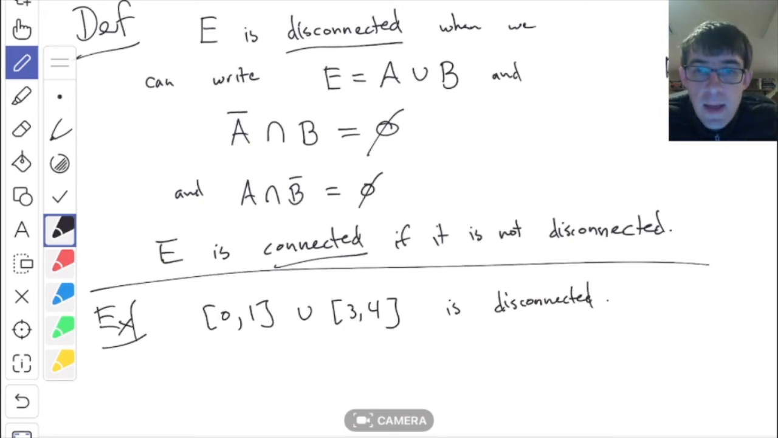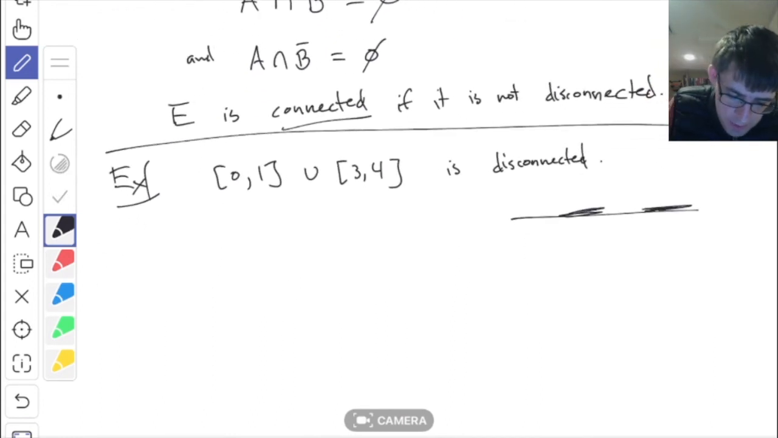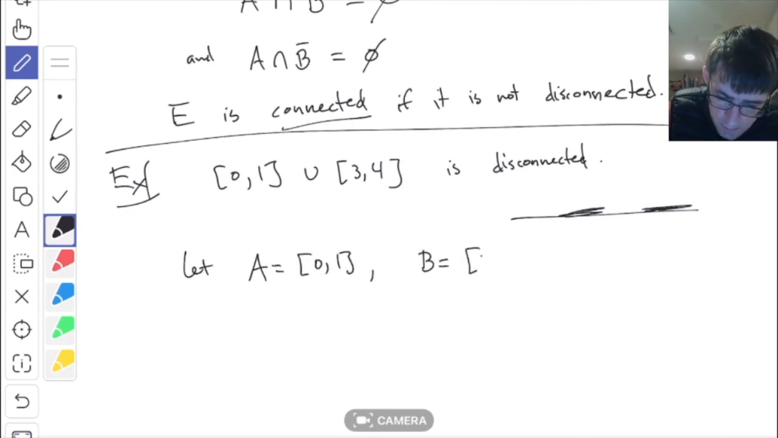How do you demonstrate that? You must describe this in two pieces. You've got to say what the two pieces are. Now this set is here and here, right? I think in this case it's obvious what the two pieces are. I'm going to say let A be the interval 0 to 1 and B be the interval 3 to 4.